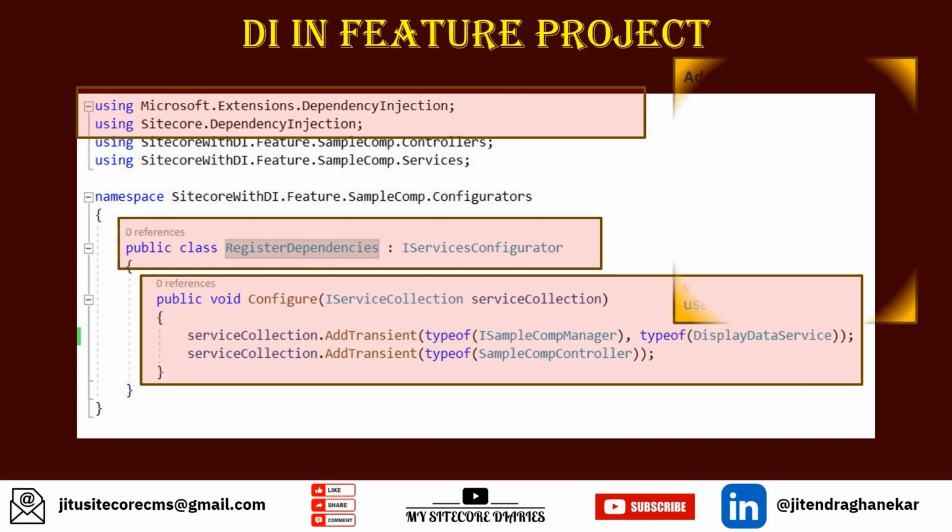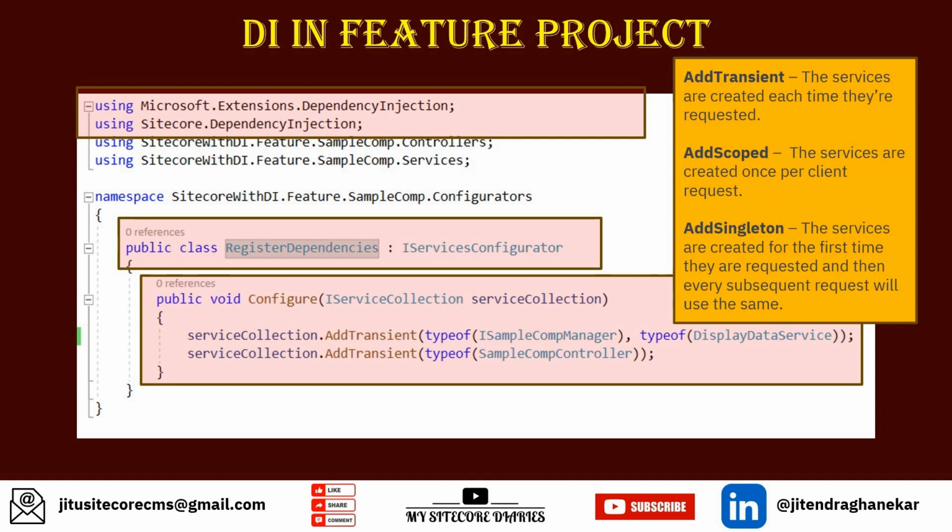Okay, so there are three methods which you can use to define the scope of a service which you are going to create. First is AddTransient, where the services are created each time they are requested. So every request, the object is getting created. Then AddScoped, where the services are created once per client request. So every client request it will create the service, or the object. And then AddSingleton, where the service is created the first time it is requested, and then every subsequent request will use the same object. Okay, so basically a single object will get created.